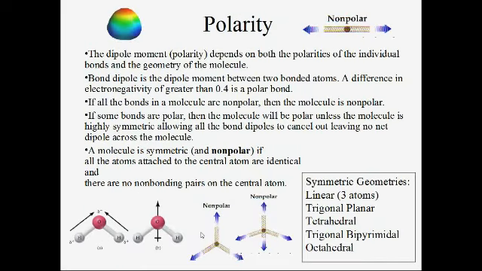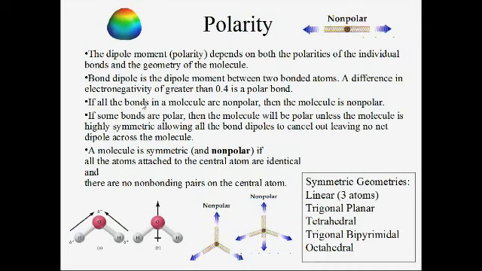Once we know the geometry of the molecule, we can determine if the molecule is going to be polar or nonpolar. First step is to determine the difference in electronegativity between atoms. If we have 0.4 or less for all these differences, we have a nonpolar molecule regardless. If our difference is greater than 0.4 for any one of the bonds, then we have the potential of having a polar molecule. We can still have a nonpolar molecule if the molecule is highly symmetric.